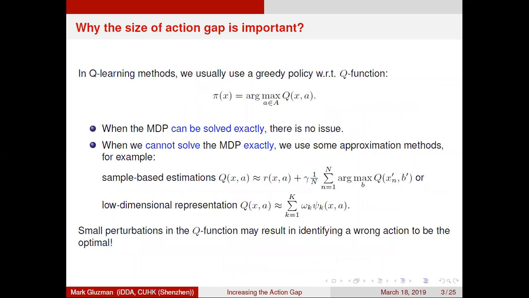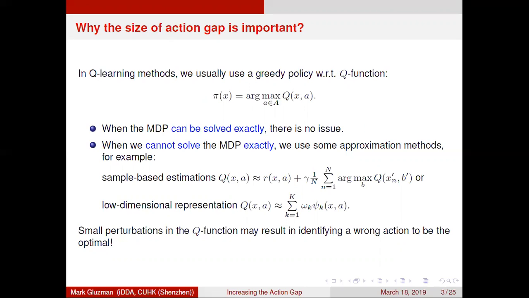So why is it a problem? In Q learning methods, we usually use a greedy policy with respect to the Q function. So either at the end of the algorithm or during the algorithm, we always want to take the argmax of the Q function. When we can solve the MDP exactly, there is no problem with a small action gap. However, usually we can't solve the MDP exactly.